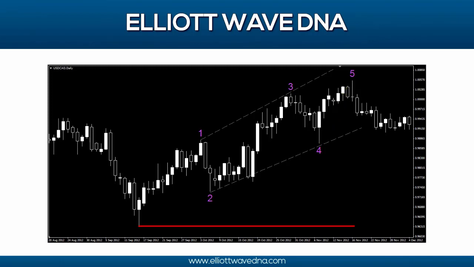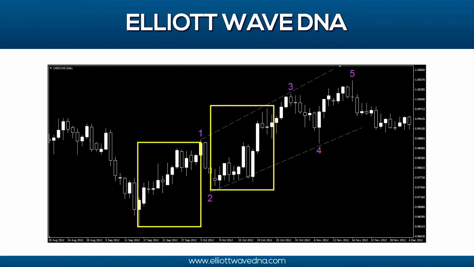Again, we need to check if purple wave 2 held above the starting point of wave 1, and that's correct. After that, wave 3 still cannot be the shortest wave of the waves 1, 3, and 5, and here we can see that wave 3 is bigger than wave 1 and clearly bigger than wave 5, but we only need wave 3 to be bigger than one of the waves 1 or 5.